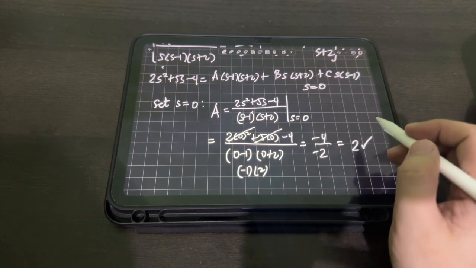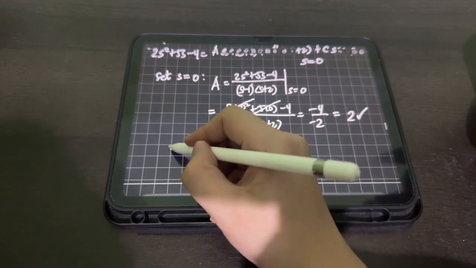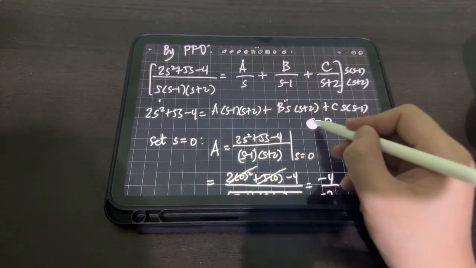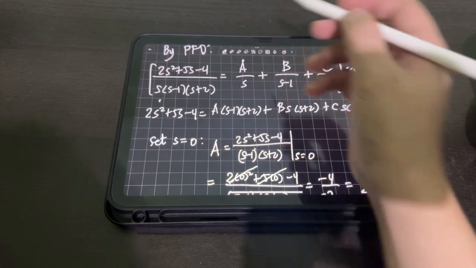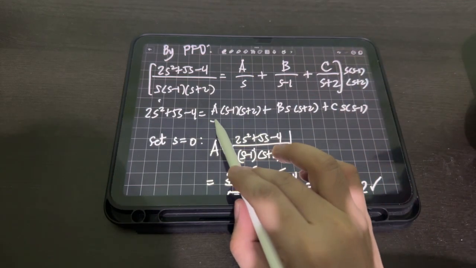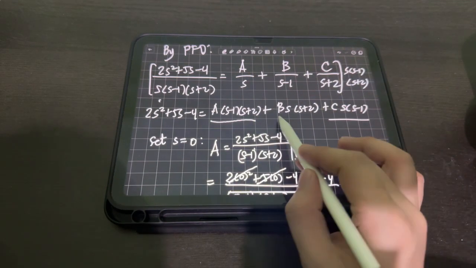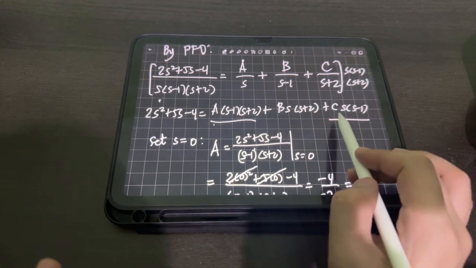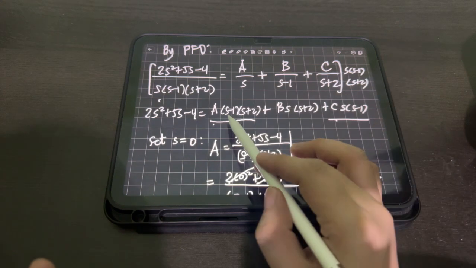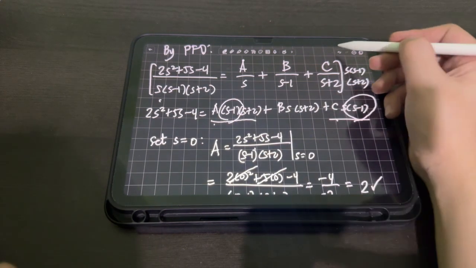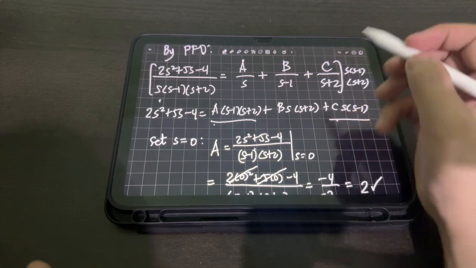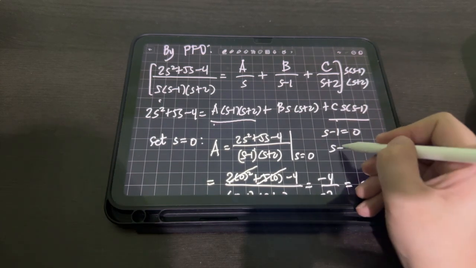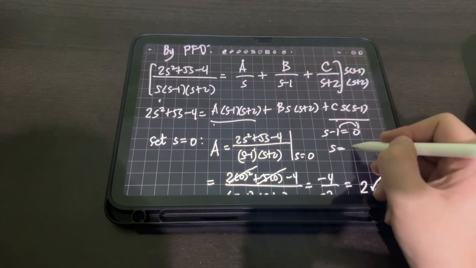So we already have the value of A. Next, if we want to solve for B, what value of S can we have? This time, look for the common factor of the other two variables except B. So look for the common factors of A and C. Obviously, it's S minus 1, right? So set that to 0. Set S minus 1 equal to 0. Then solve for S. Transpose negative 1 to the right.